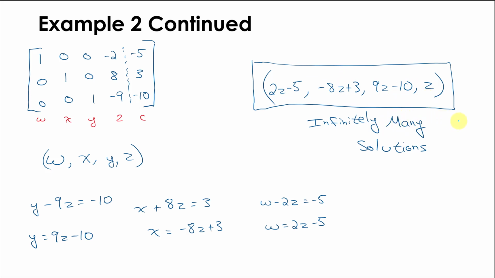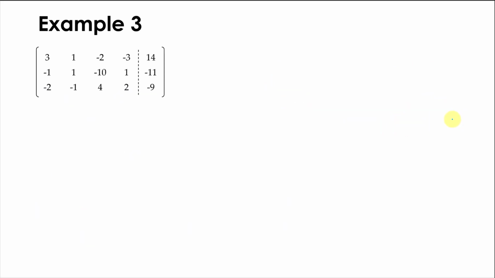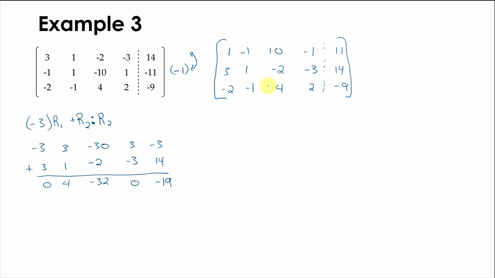Last example here. This one again is a little bit different. Let's take a look at what we've got. I've got -1 in my row 2, so I'm going to multiply that by -1 and then swap it with row 1. So now my matrix is going to look like this. Then I'm going to multiply row 1 by -3 and add that to row 2. Again, I'm trying to get rid of this 3 here and make this a 0. That's what my operation looks like, and this is what my matrix looks like.